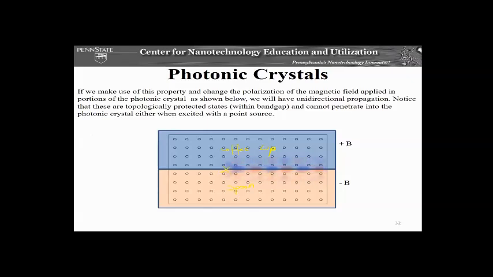And here are the magnetic fields that I'm applying to this crystal. You see, I'm applying a positive magnetic field and a negative magnetic field here. That breaks the topology. Normally, what do you expect when you put a light source here? You expect that it would go equally in both directions, right? That's what you would have.